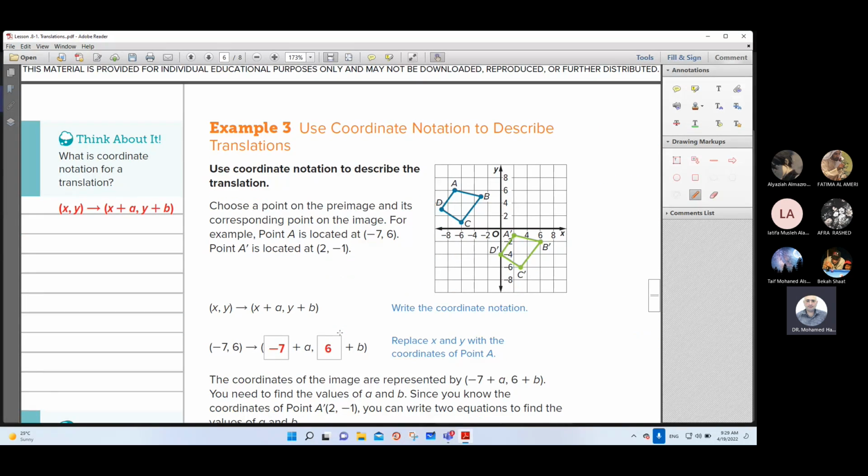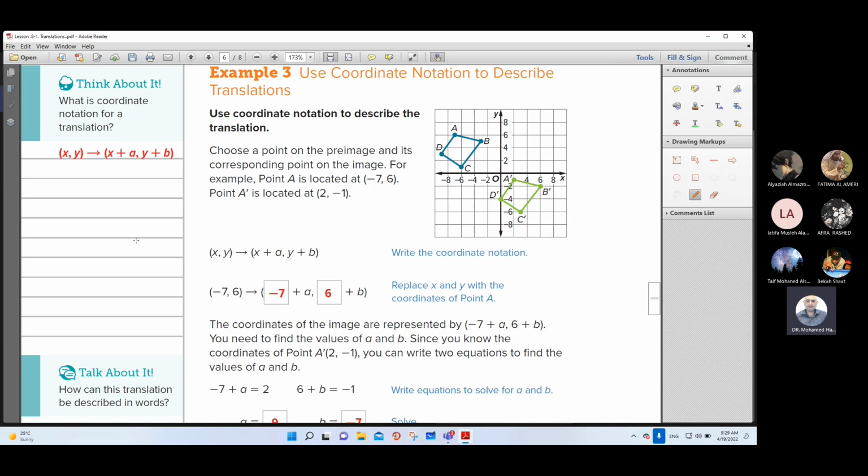Use coordinate notation to describe translation. Choose a point on the pre-image and its corresponding point on the image. For example, point A is located at negative 7, 6, and point A prime is located at 2, negative 1. As you see here, this is the pre-image in the blue color, and in the green color we have the image. And we want to know what is the rule, how to do this translation.